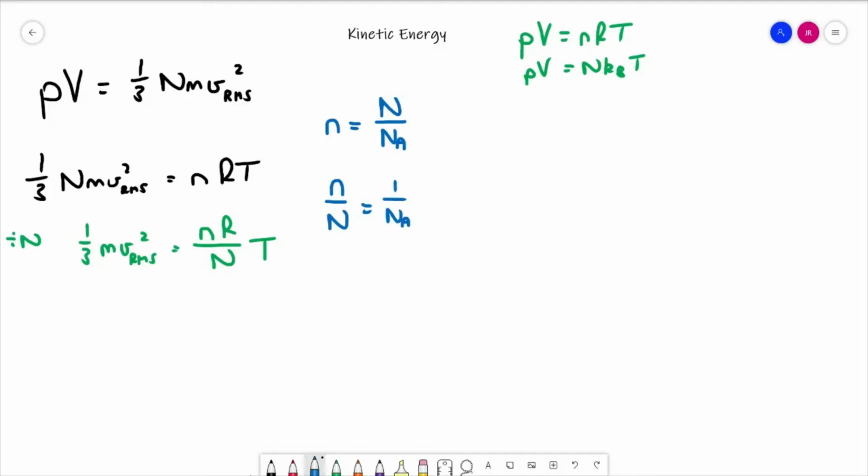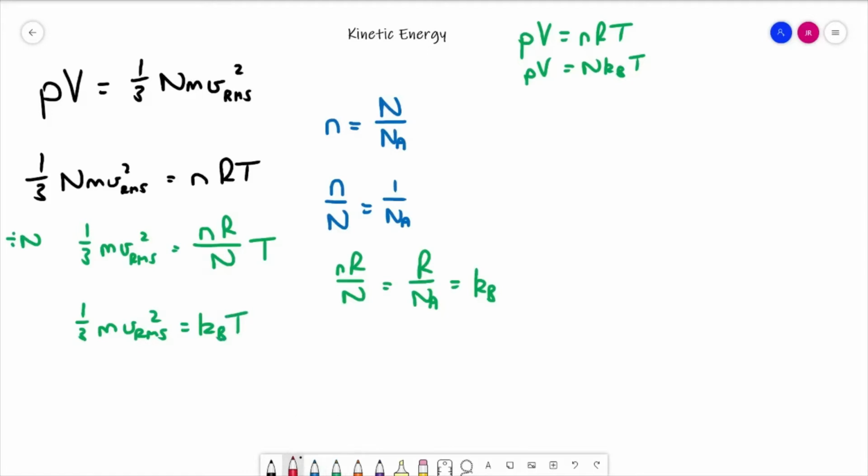And therefore this term here, little nR over big N, now becomes R over Avogadro's number, which of course by definition is Boltzmann's constant. So we end up with a third mv RMS squared is equal to Boltzmann's constant times the temperature.